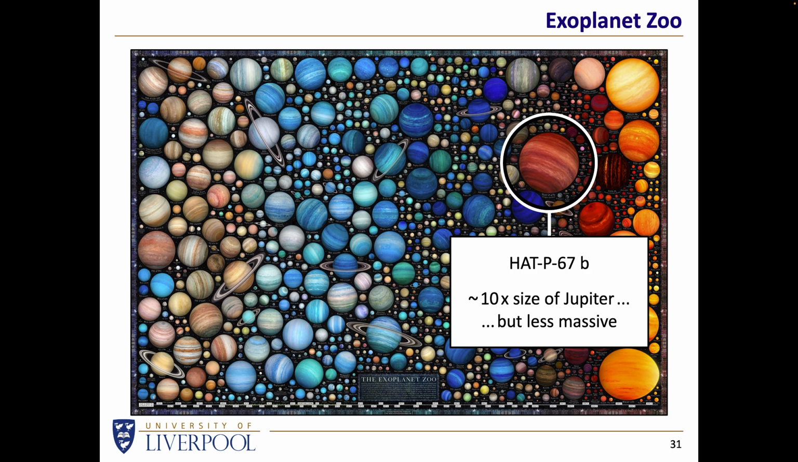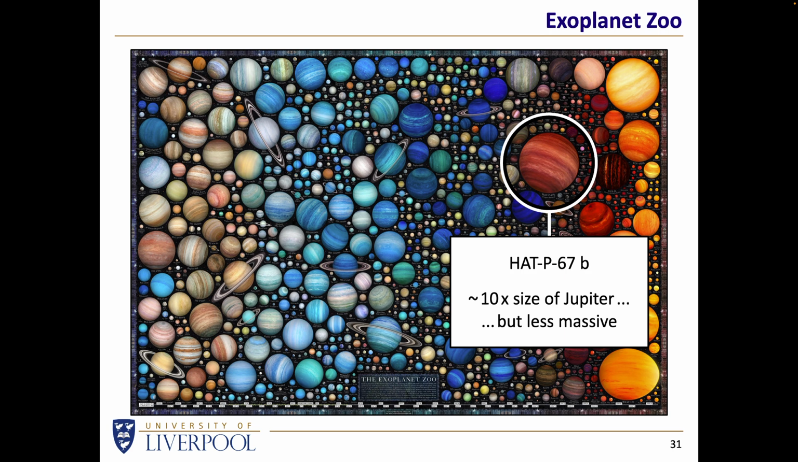HAT-P-67b appears to be enormous. It's something like 10 times the size of Jupiter or thereabouts, and yet it has a mass of much less than Jupiter. That means its density must be really low. Saturn has a density close to water. This thing must have a much lower density than even water. It's been likened to the density of something like marshmallow. So very large, but very low mass, rather unusual.